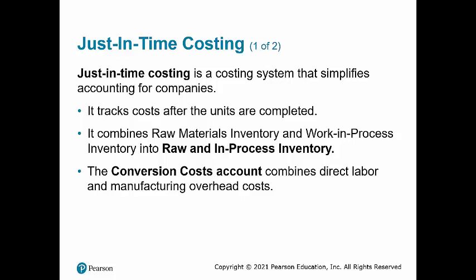Instead, we have a new account called conversion cost that is used to accumulate both direct labor and manufacturing overhead cost. Again, raw and in-process inventory is really a combined account for raw materials inventory and work-in-process inventory. The conversion cost account is a temporary account that's used to accumulate direct labor and manufacturing overhead costs and then allocate the cost as the units are completed.